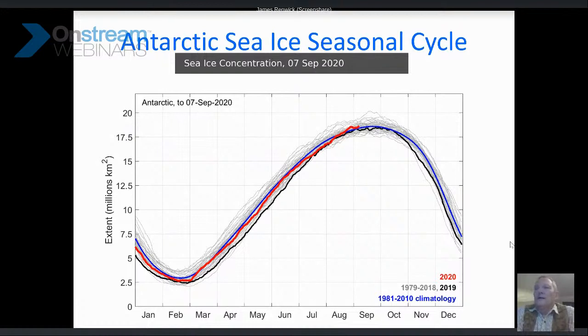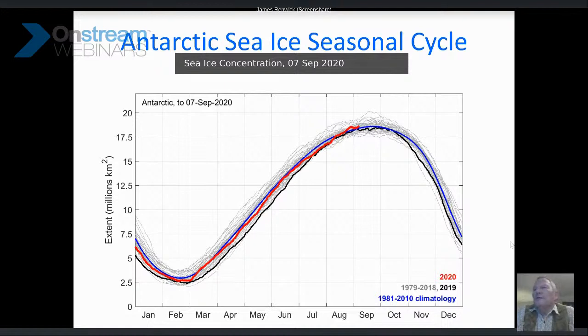So the red line, you can see, was pretty close to the average, or maybe slightly below for most of this year. And it just crept above the average just in the last couple of weeks. And it's just hovering 10,000 square kilometres or so above the average at the moment. So for all intents and purposes, Antarctic sea ice is right on the average in total this year.